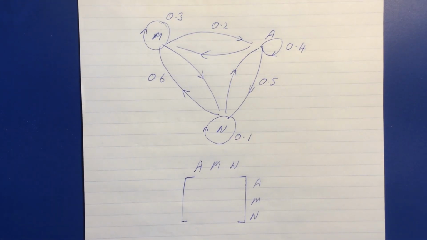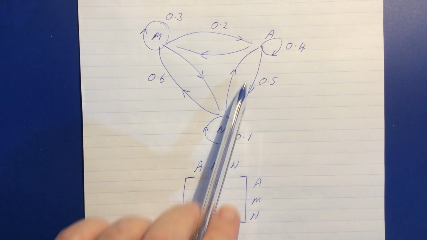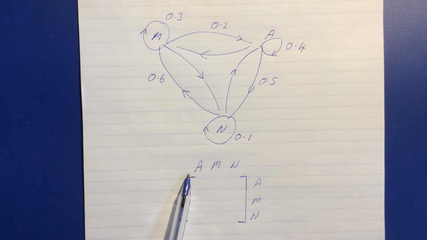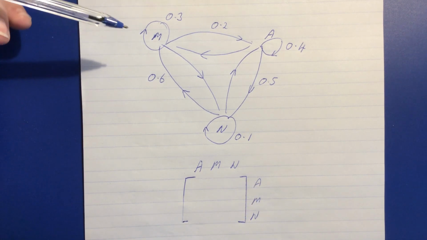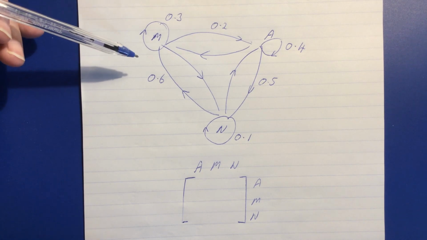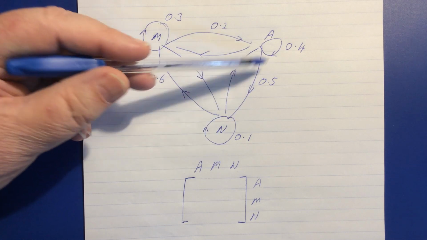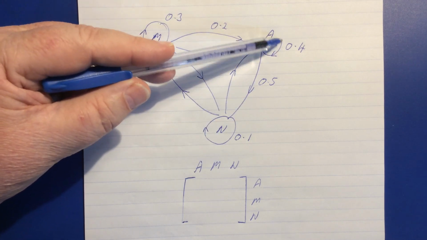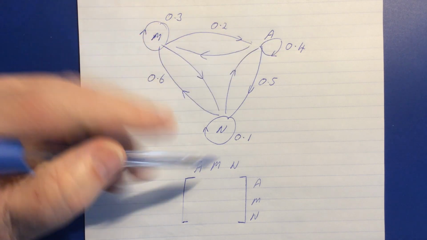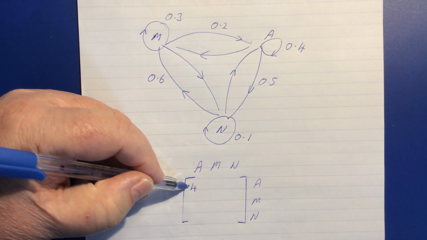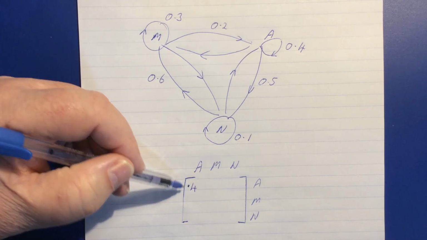Now I've set up the matrix, and the order I've chosen is just to start with A, go to M, go to N, A, M, N. So these are our starting points. These are our finishing points down here. Okay, so let's get started with the information that we have. So if we start with A, 40% or 0.4 of whatever it is remains in A. So in this position here, we put 0.4. I'm lazy about putting in the zeros.